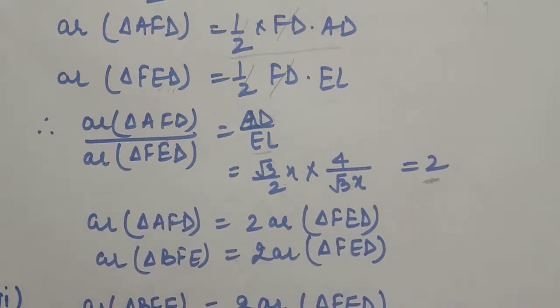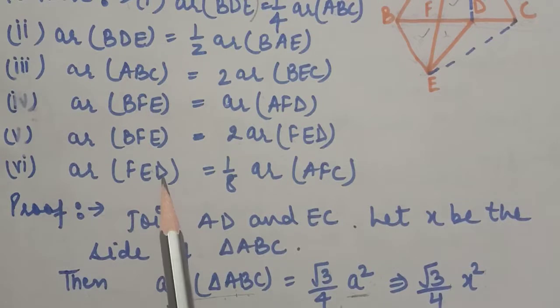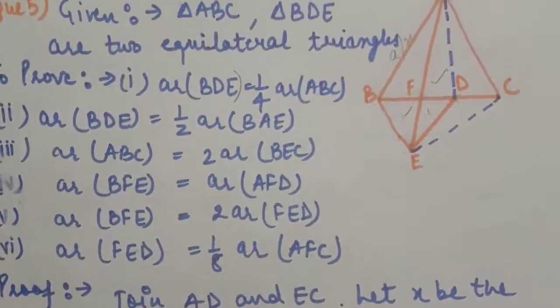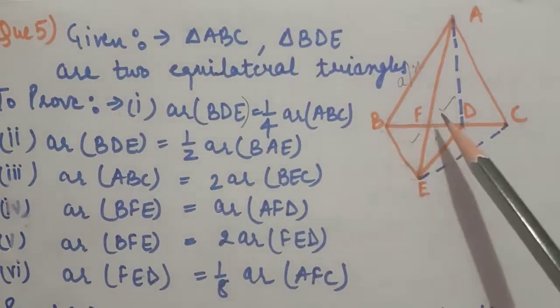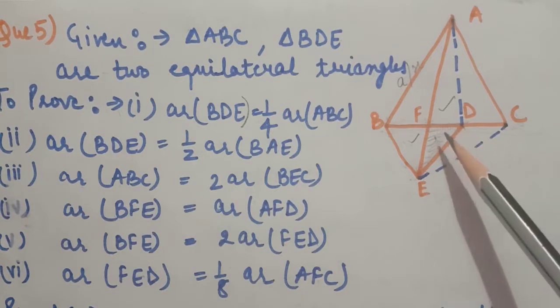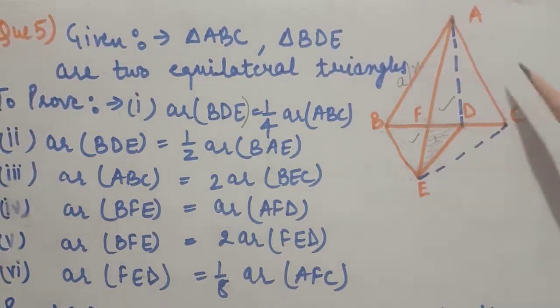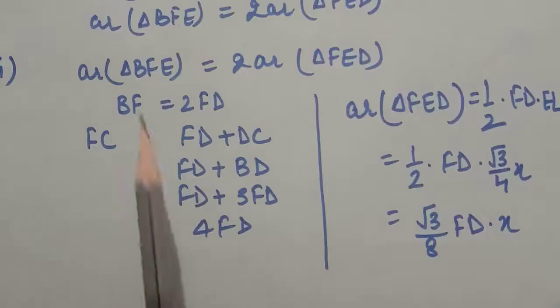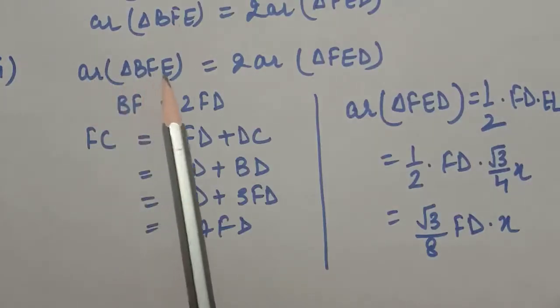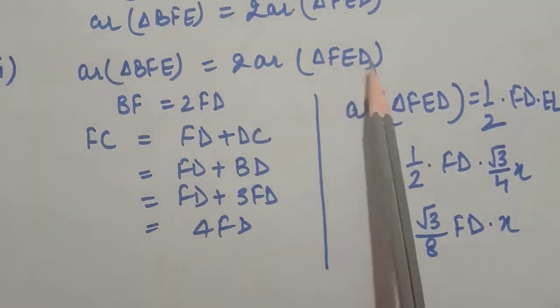Now we will move on to your sixth result. In the sixth part we have to prove that area of triangle FED is 1/8 of AFC. So what does it mean? It means that the area of this part is 1/4 of AFC. Area of triangle BFE is equal to double the area of triangle FED.